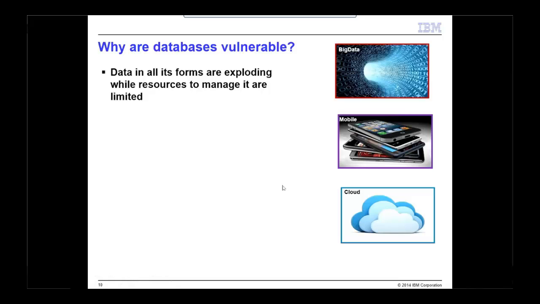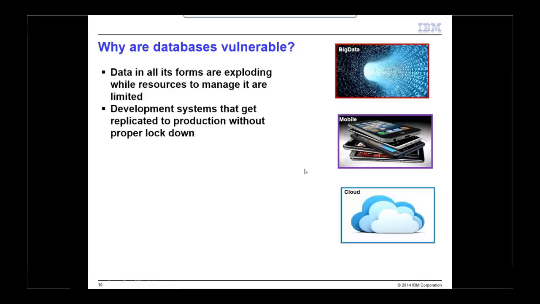People have different opinions about this, and there are lots of different reasons. But one of the reasons I hear is that data of all forms, big data, mobile, cloud, is basically exploding at an exponential level, and the resources to manage it are limited. They're static, or in some cases they're getting smaller. So we're getting more data, but we have fewer resources to manage it.